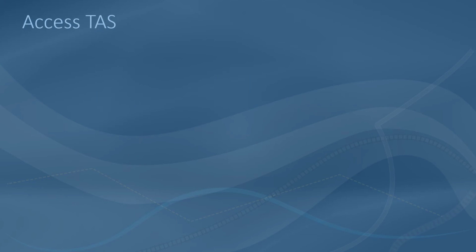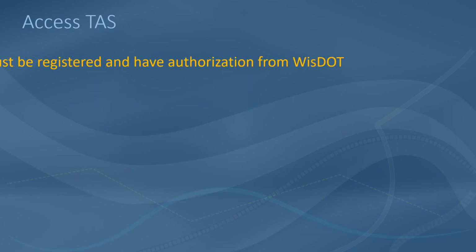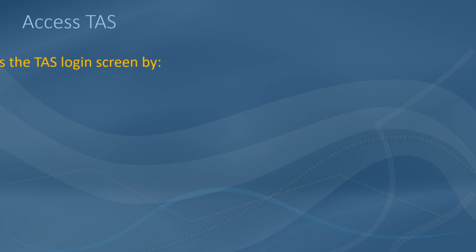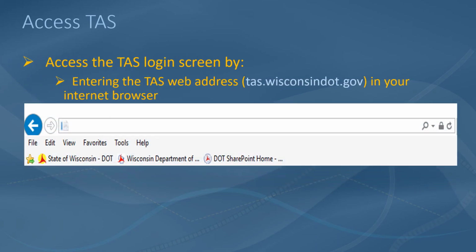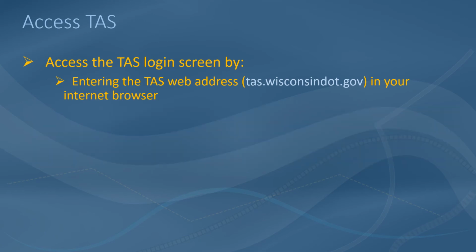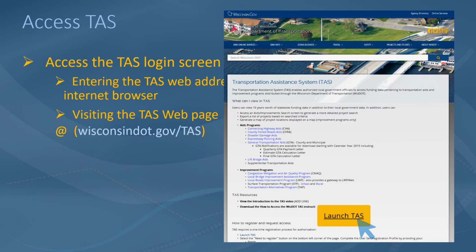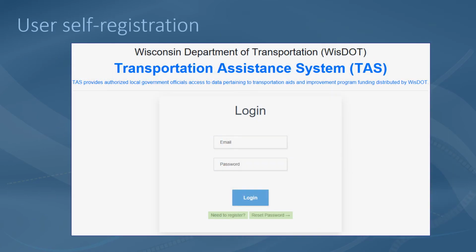To gain access to TAS, all users must first register and receive authorization from WisDOT for their specific local government or association. To register, access the TAS login screen by entering tas.wisconsindot.gov into your internet browser, or by visiting the TAS webpage and selecting the Launch TAS button. From the TAS login screen, select the Need to Register button to access the user's self-registration screens.